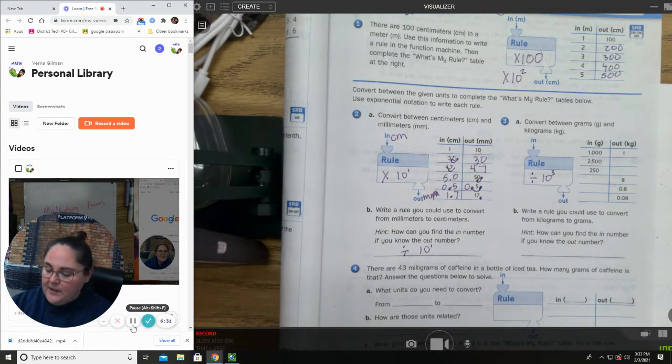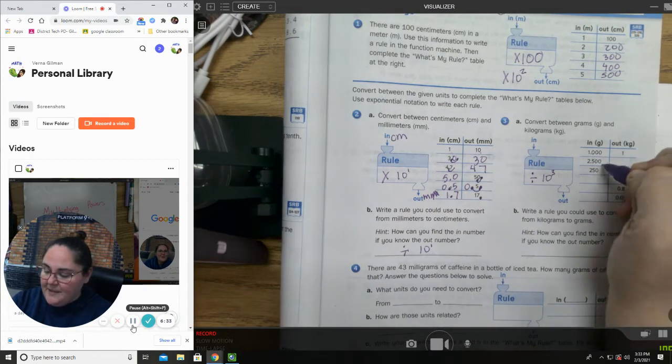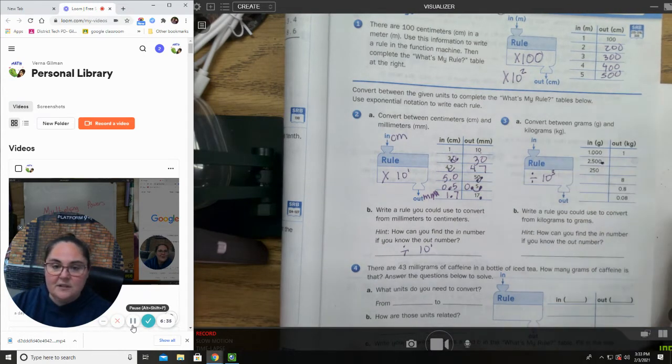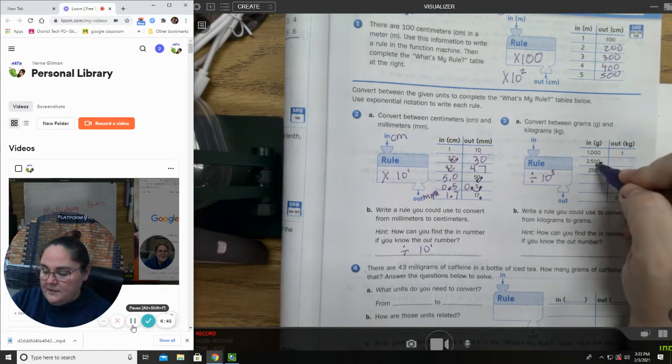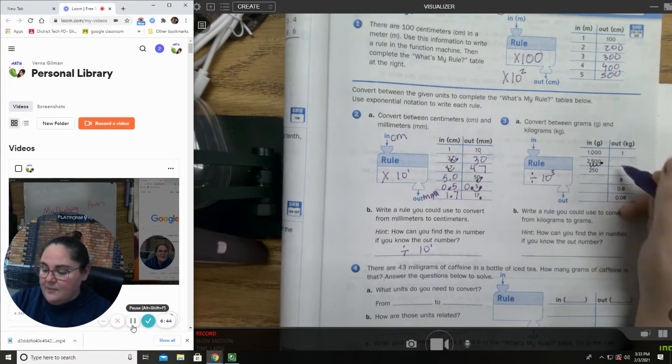Since we're dividing, we're going to pretend that this has a decimal. So I'm going to put my decimal right here past that 0. Dividing by 10 to the third, which means I move 3 decimal places. 1, 2, 3. So my answer for this one would be 2.5.